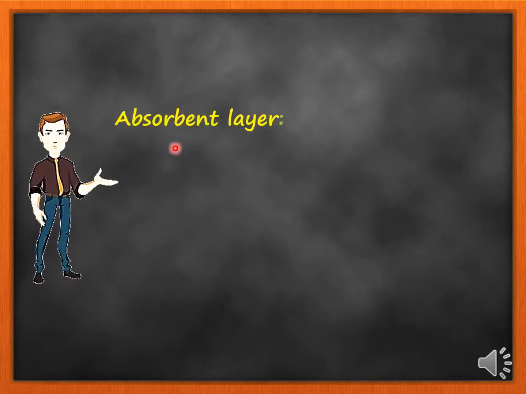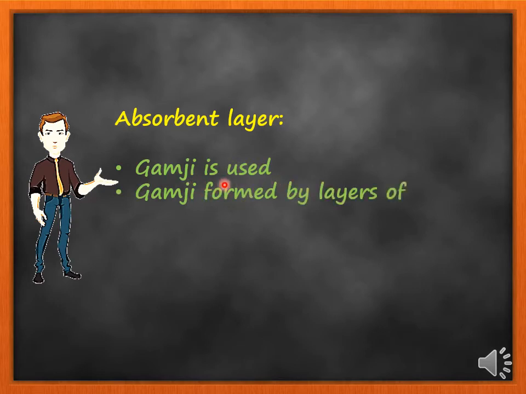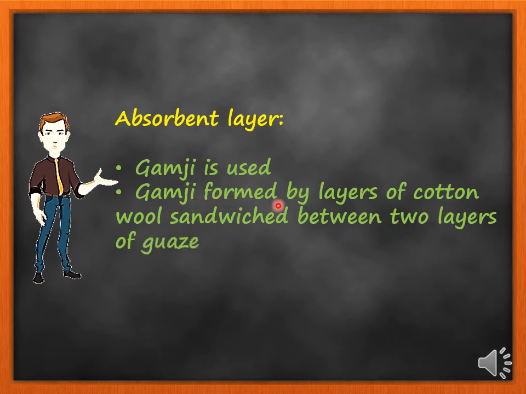Then we have the absorbent layer. For the absorbent layer, Gamgee is usually used. Now, Gamgee is formed by layers of cotton wool sandwiched between two layers of gauze. So Gamgee is more like you're putting lots and lots of cotton wool between two layers of gauze, and it absorbs any moisture present within the wound.